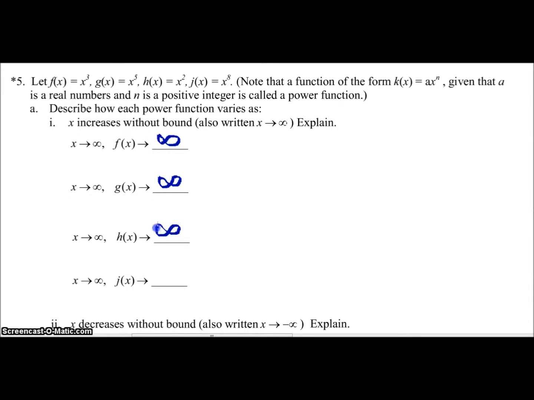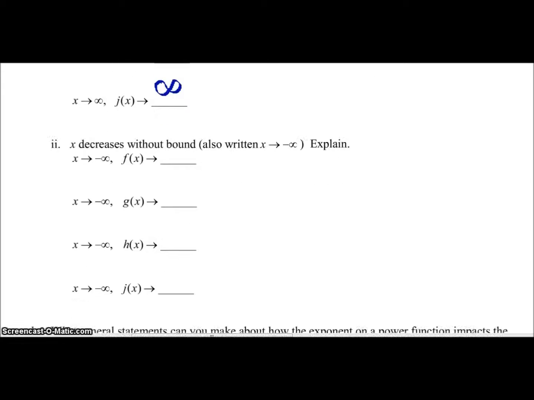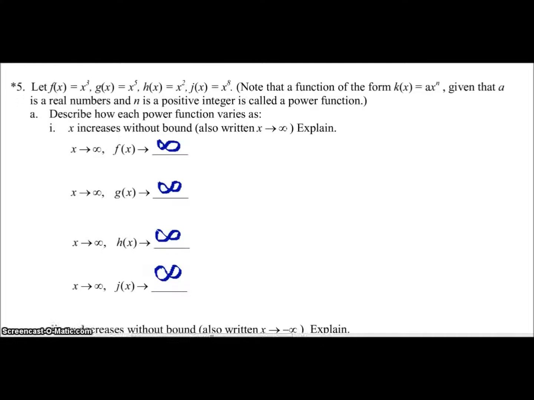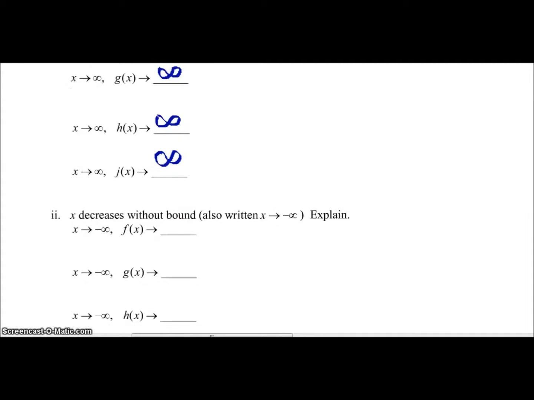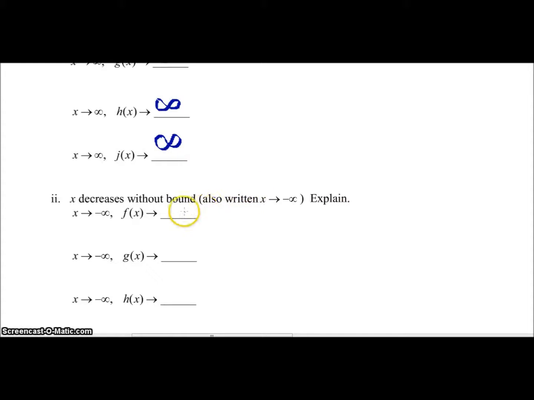Yep, all of these go to infinity. And then notice that if x goes to negative infinity, if x decreases without bound, the smaller and smaller x gets, the smaller and smaller x cubed gets, the smaller and smaller x to the 5th gets. That one's different. Let's take a look at those. So we know the first two. These go to negative infinity, those odd power functions.